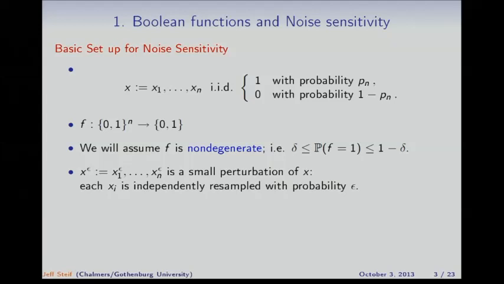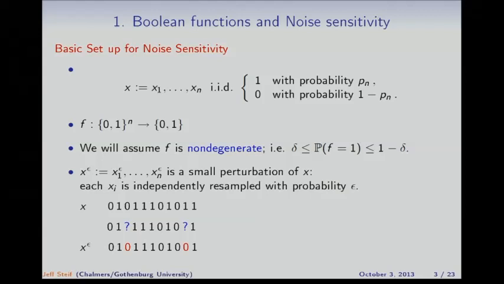Now in noise sensitivity, you do a small perturbation of x. This perturbation is called x^epsilon, and gives you a new sequence, x1^epsilon through xn^epsilon, a small perturbation of x. Each xi is independently resampled with probability epsilon. In other words, to each of x1 through xn, independently, I take the bit and decide whether to resample it, and resample means I cross off what it was and put a new 1 or 0 there with probabilities p_n or 1 minus p_n. So just have a little picture here. That might be my sequence x. And then I decide each one independently. Epsilon is very small. In this particular realization, the third bit and the second to last bit are resampled. And then for those bits, I decide again whether it's going to be 1 or 0. This 0 happened to stay a 0 after it was re-randomized, while this 1 happened to switch to a 0. Okay, any questions?